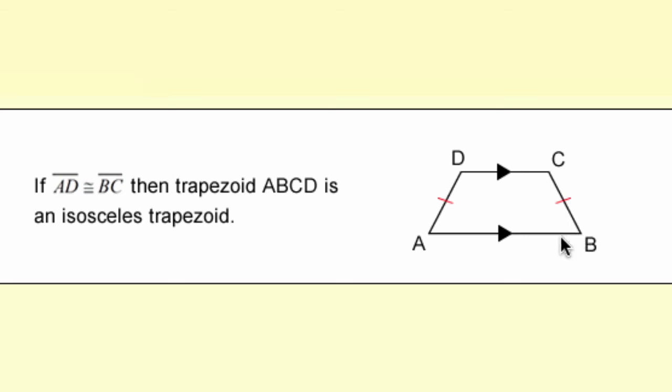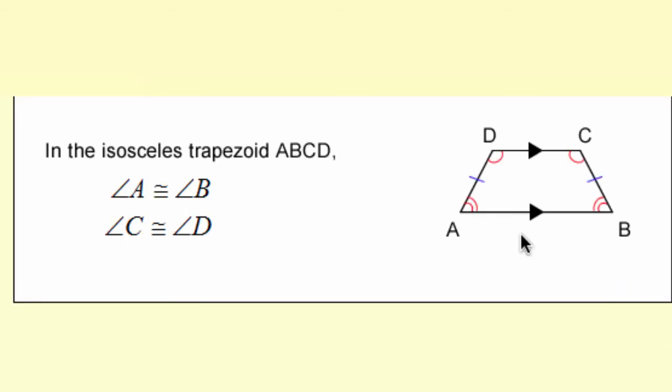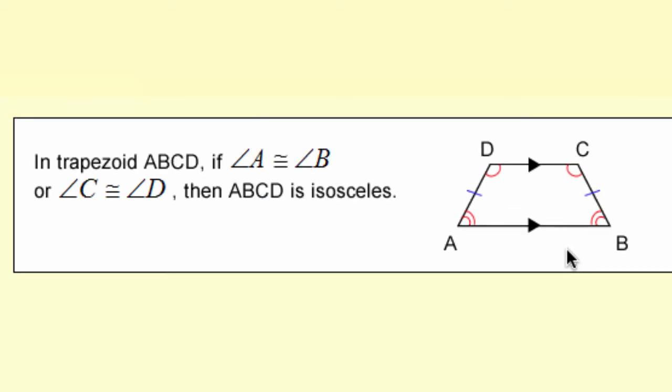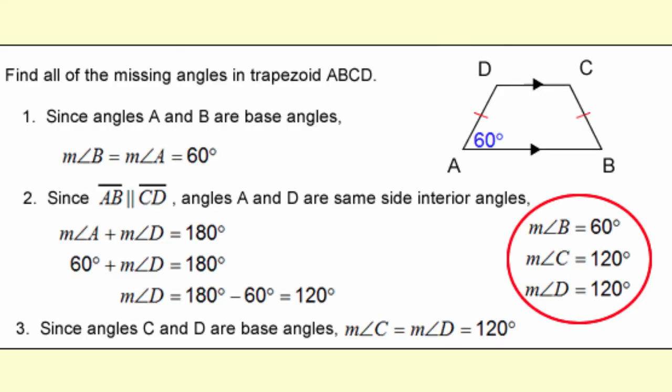For an isosceles trapezoid, the legs are congruent, as you can see here. Segment AD is congruent to segment BC. And also, if you have an isosceles trapezoid, each pair of base angles is congruent. And also, you can say that if a trapezoid has a pair of congruent base angles, then it has to be isosceles. So you can use that information to solve for unknown angles in a trapezoid.